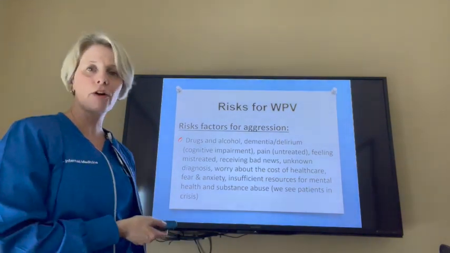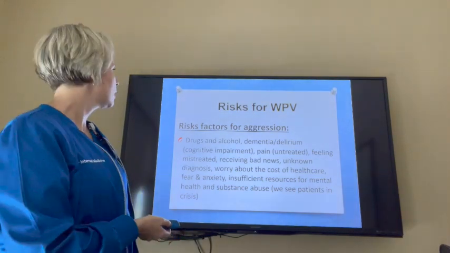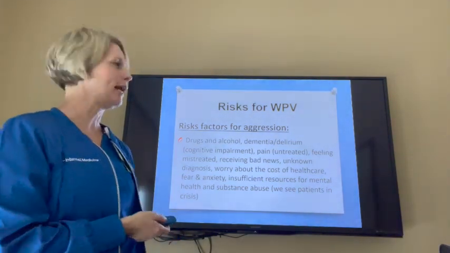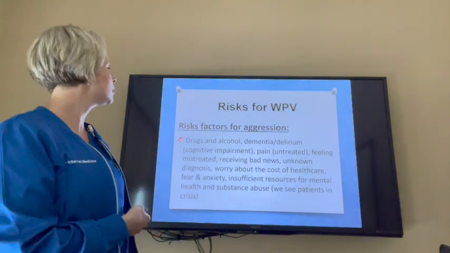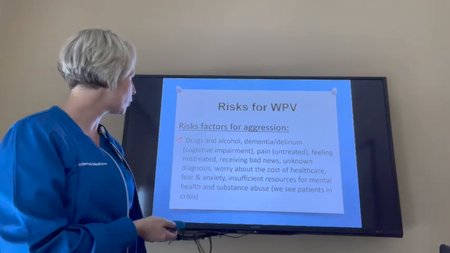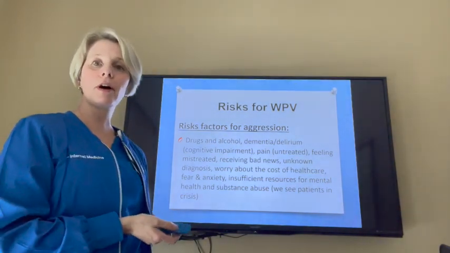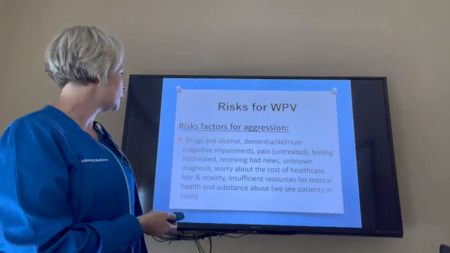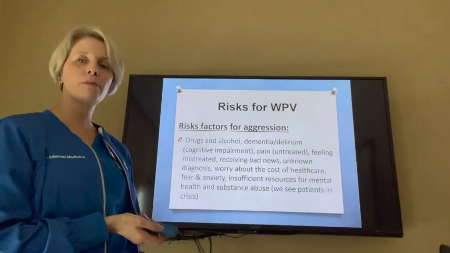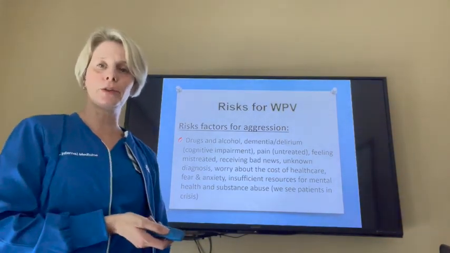Substance abuse, drugs and alcohol, dementia, delirium, any kind of cognitive impairment, pain, especially untreated pain, feelings of being mistreated, the patient who received bad news or has an unknown diagnosis, the worry about the cost of healthcare, and just general fear and anxiety. Also insufficient resources for mental health and substance abuse. So typically in the hospital, we see patients when they're in crisis.